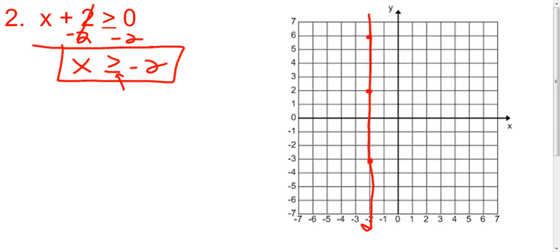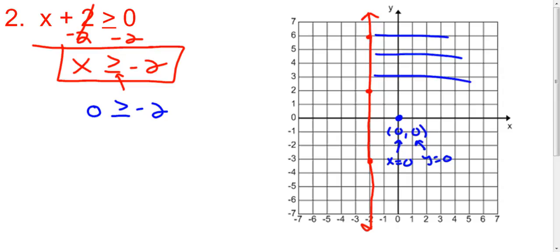Okay, and then I need to decide which direction to shade. So again, I'm going to plug a point in. This is the point 0, 0, which means x equals 0 and y equals 0. I don't have a y in the equation, but I do have an x, so I'm going to plug that in, and this is what I have to decide. Is 0, which I'm replacing for x, greater than or equal to -2? And yes, it is. So I will shade that direction, okay?